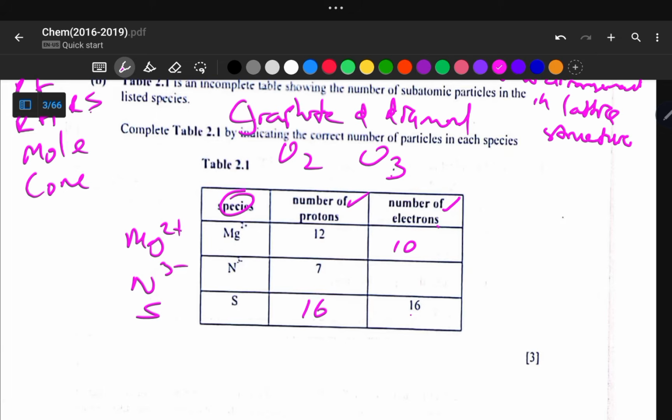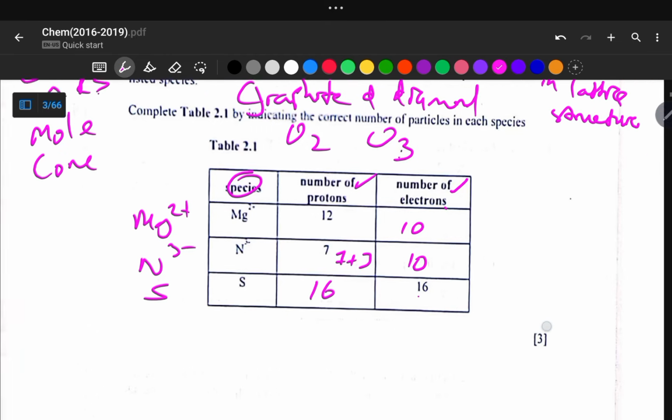Nitrogen is a group 5, period 2 element. It has 7 protons, meaning that when it is neutral the number of protons is equal to the number of electrons, so 7. But it forms an anion, meaning it gains 3 extra electrons to complete the electronic configuration of a noble gas. So it's 7 plus 3 to give us 10, right? So this is for this table.